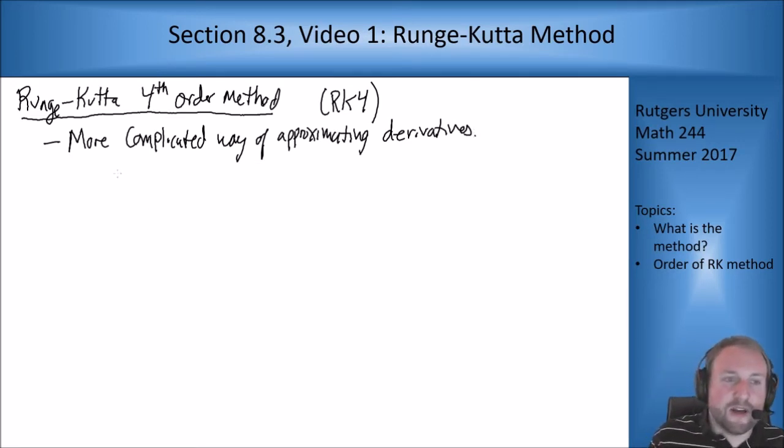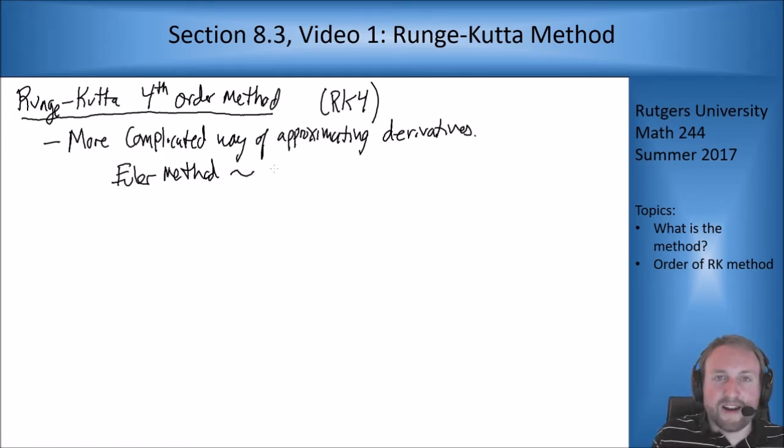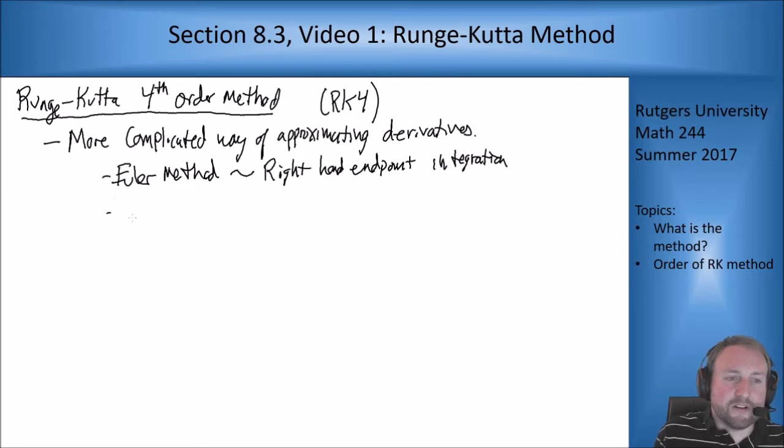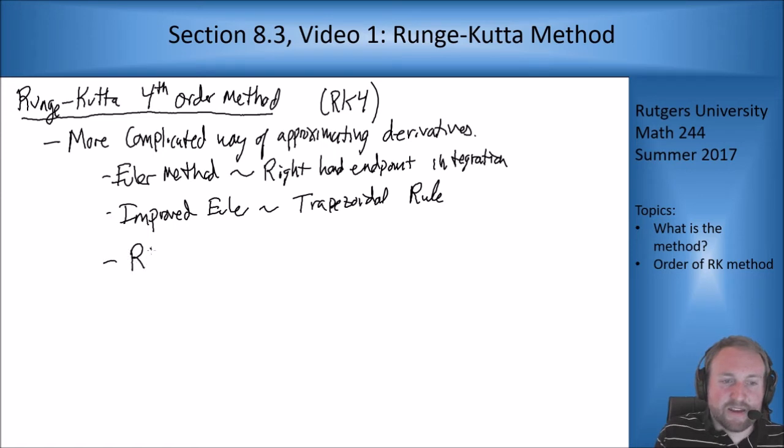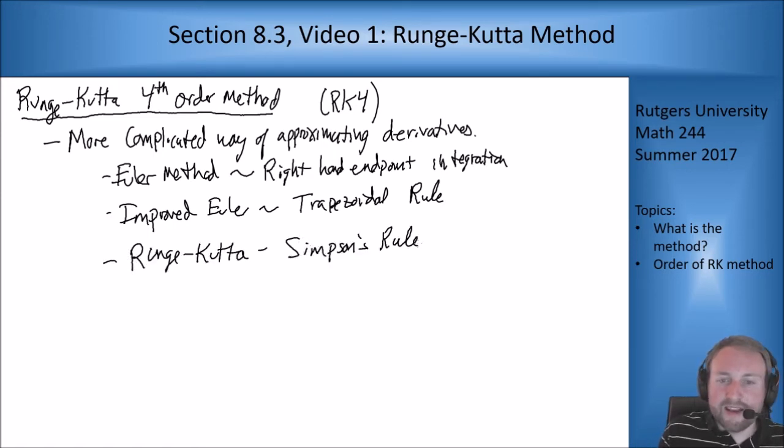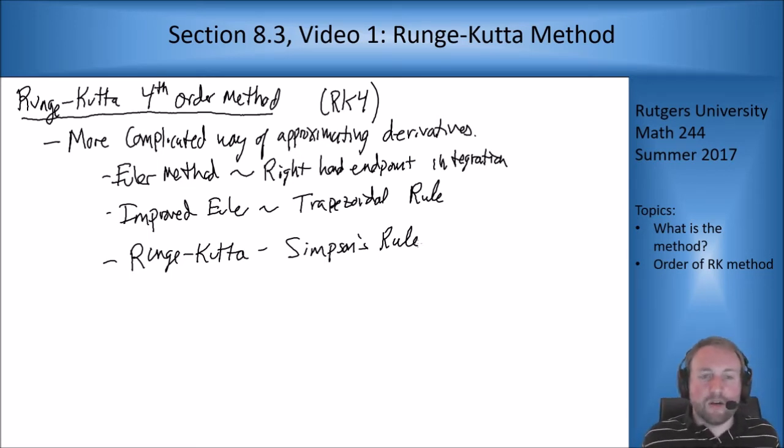So your standard Euler method corresponds to a right hand or left hand endpoint integration technique. If you look at improved Euler, this is like the trapezoidal rule for integration. And this method is something like Simpson's rule. It uses more points in the interval to try to calculate the integral or the derivative, but it gives you a higher order approximation when you're done with it.